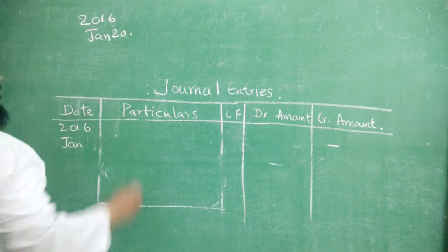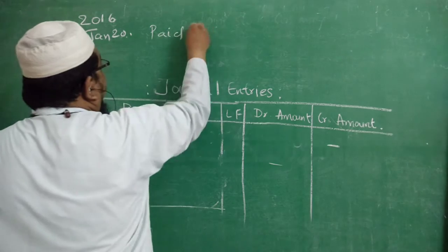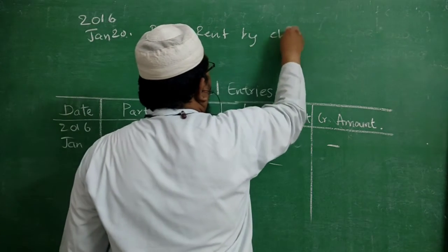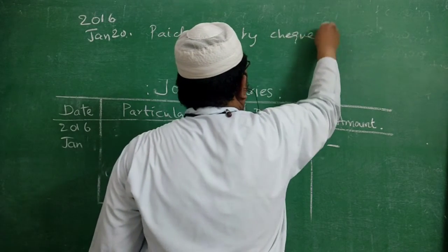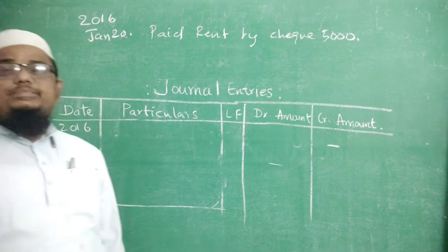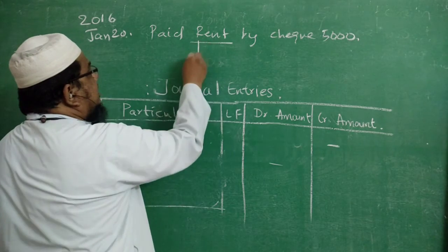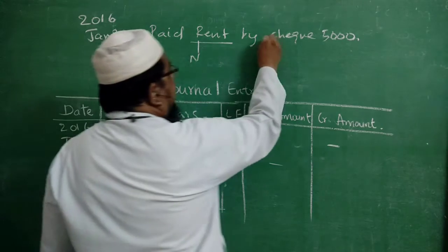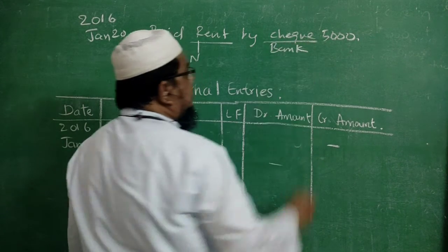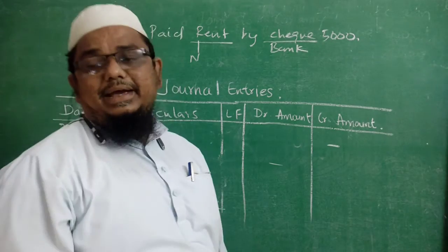And 20, paid rent by check. Paid rent by check, 5,000. Rent is expenditure, it is paid by check. So rent is expenditure, which comes under nominal account. Check means when we are paying by check, the amount is paid by the bank. The amount is paid by bank.